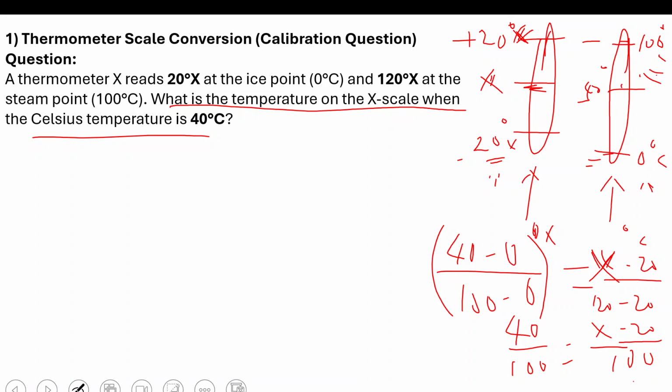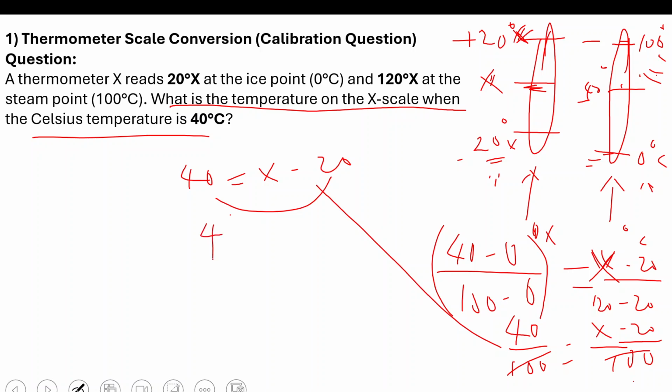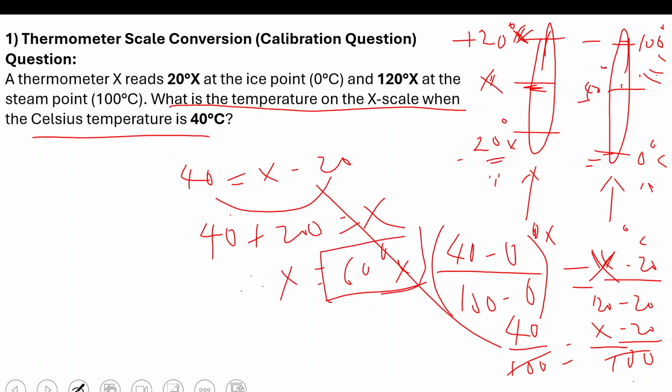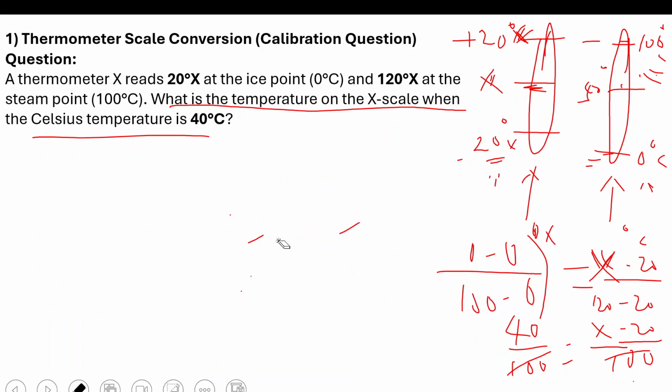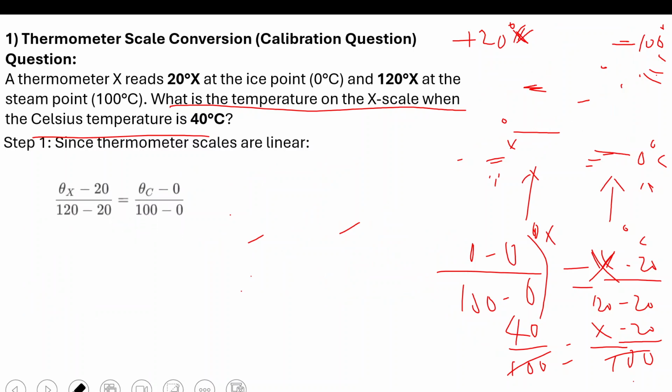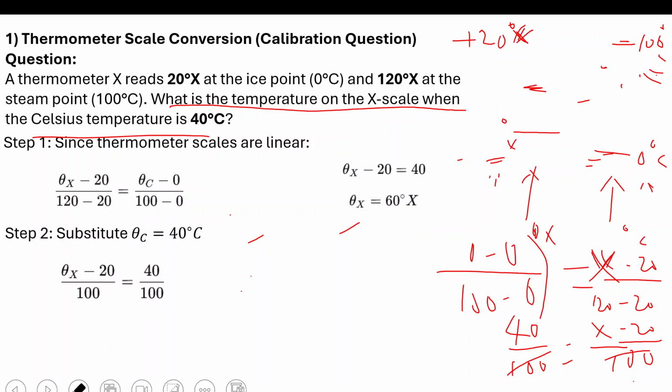So I can now find what this means. I can cancel this 100 and this 100. What I have here is 40 equals X minus 20. Minus 20 goes to this side, so it becomes 40 plus 20 equals X. Therefore, X will be 60 degrees X. So this is the value of this here. Okay, I hope this clarifies. I can just show you how it is done here, here, here, and here.